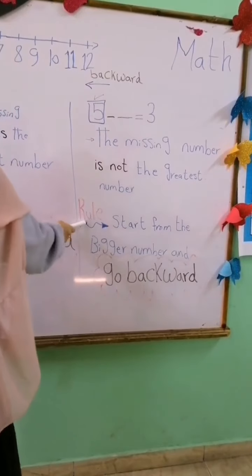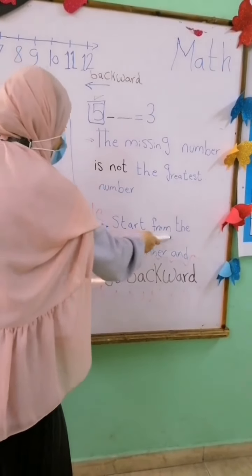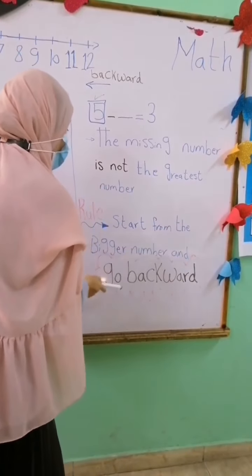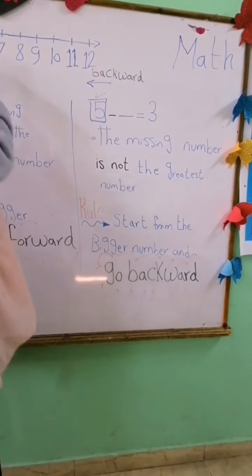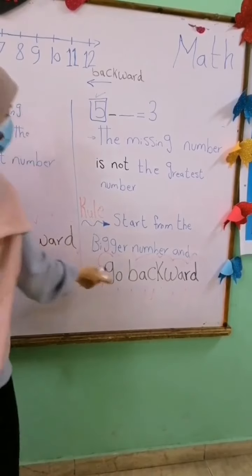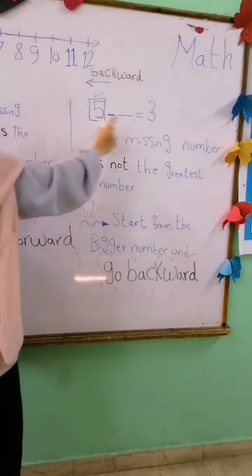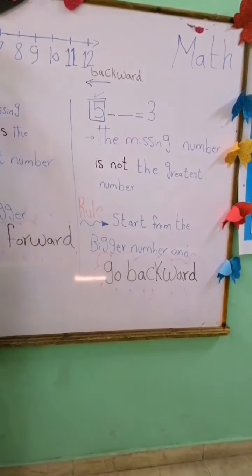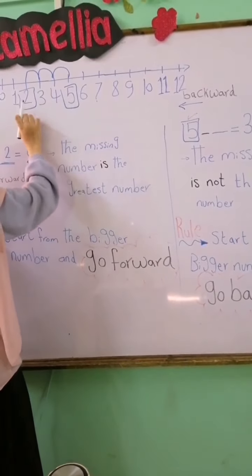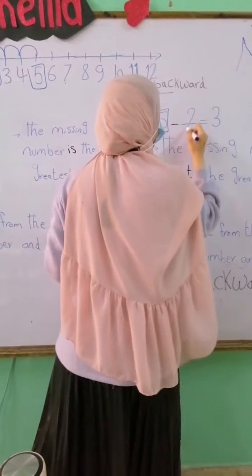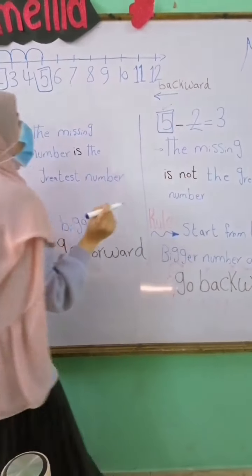Then the rule says start from the bigger number and go backward. Where is the bigger number? 5. And go backward. How many steps? 3. 1, 2, 3. The answer is 2. 5 minus 2 equals 3.